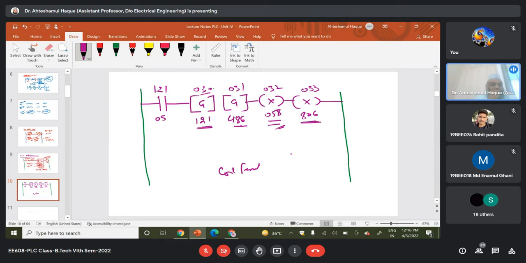Then I can have further operations, which can be done. So many rungs I can write and it can be done. So this is clear? Very simple.